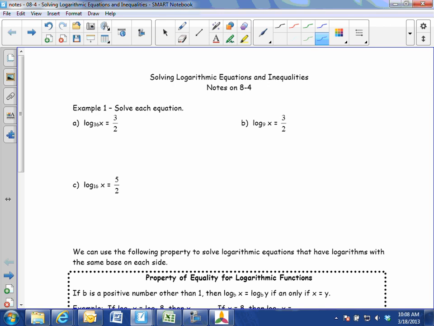Wait, could you explain to me really quick what exactly is a logarithm?